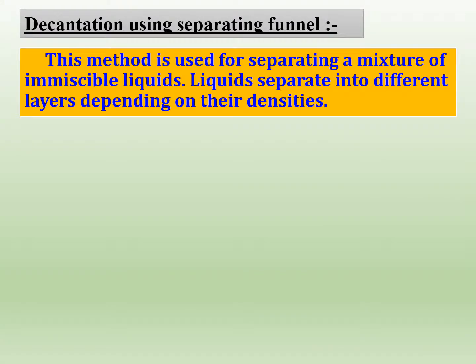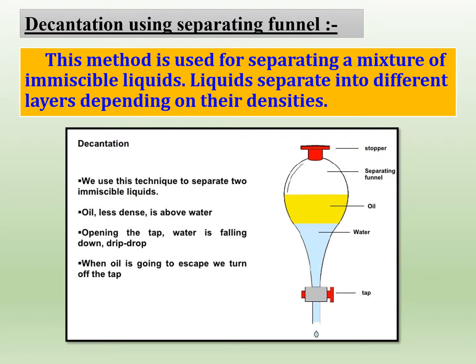Decantation using separating funnel. This method is used for separating a mixture of immiscible liquids. Liquids separate into different layers depending on their densities. We use this technique to separate two immiscible liquids. Oil, less dense, is above water, as can be seen in the diagram. Opening the tap, water is falling down, drip, drop. When oil is going to escape, we turn off the tap.